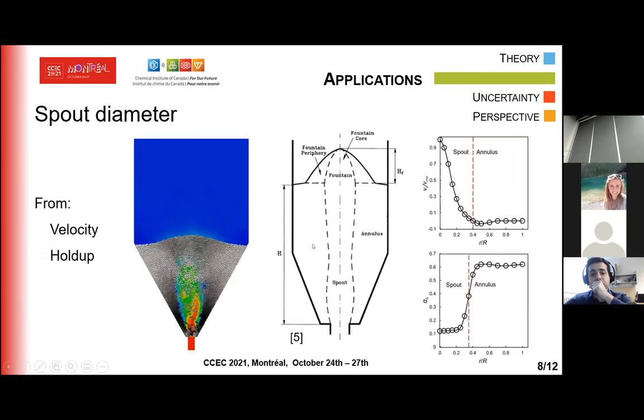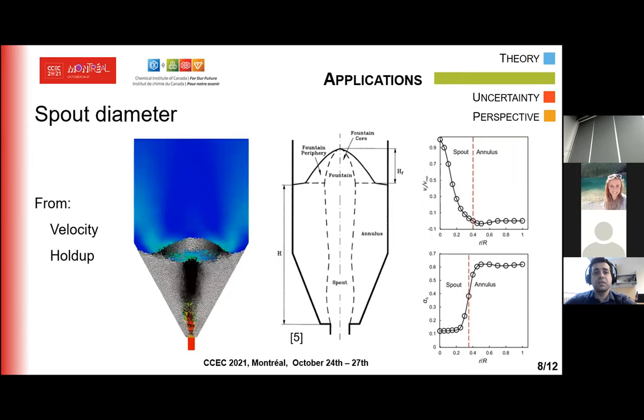The spot diameter can be derived from the time average radial distribution of particle velocity or the time average radial distribution of solids holdup. When we are using particle velocity, the spot diameter is defined as the first radial point at which the velocity becomes zero. On the other hand, when using solids holdup, the spot diameter is defined as the inflection point of the radial distribution of solids holdup.